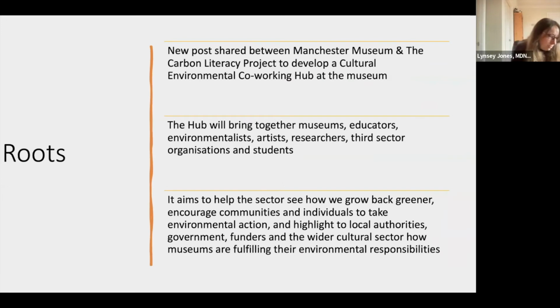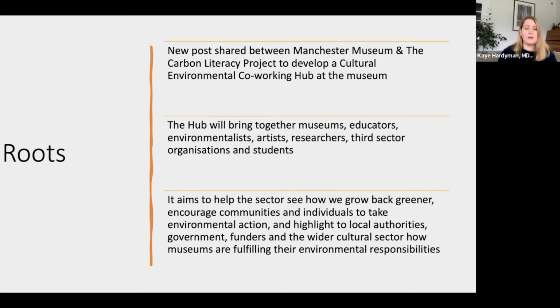So what is Roots and Branches? The roots of the project will take place at Manchester Museum, where a new post, an environmental action manager, will support the development of a co-working environmental hub on the 3rd floor of the museum. The hub will bring together museums, educators, environmentalists, artists, researchers, third sector organisations and students, with the aim to help the sector to see how we can grow back greener, encourage communities and individuals to take environmental action, and to highlight to local authorities, government funders and the wider cultural sector how museums are fulfilling their environmental responsibilities. So the action will really begin at Manchester Museum from March onwards, when the new post holder will start her role.